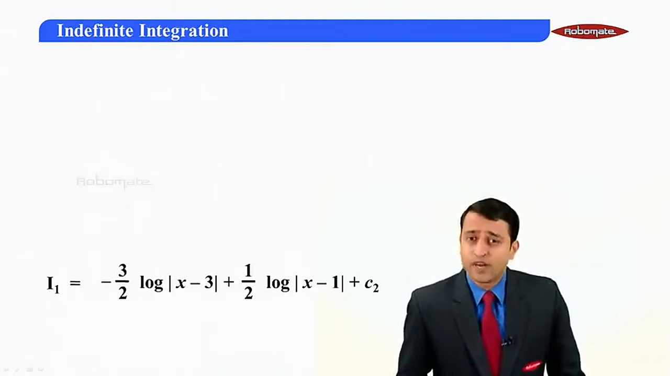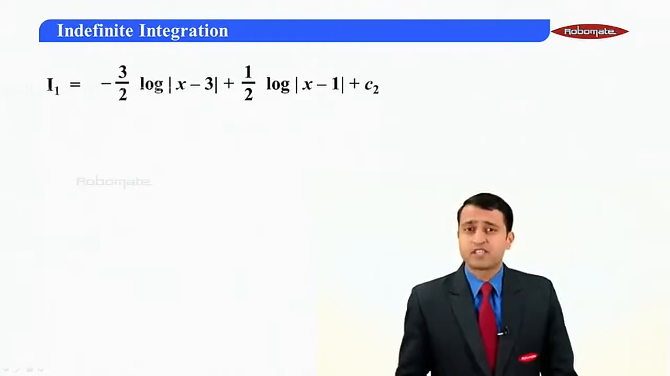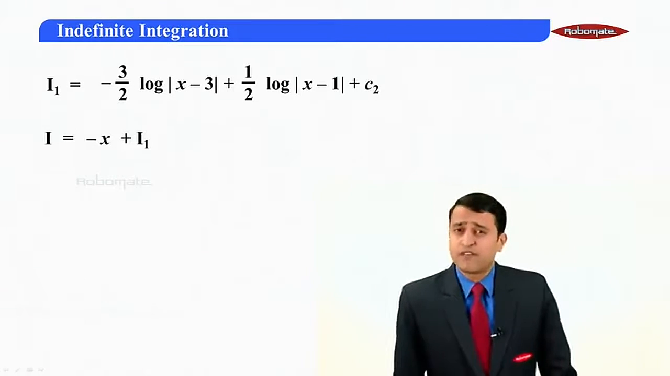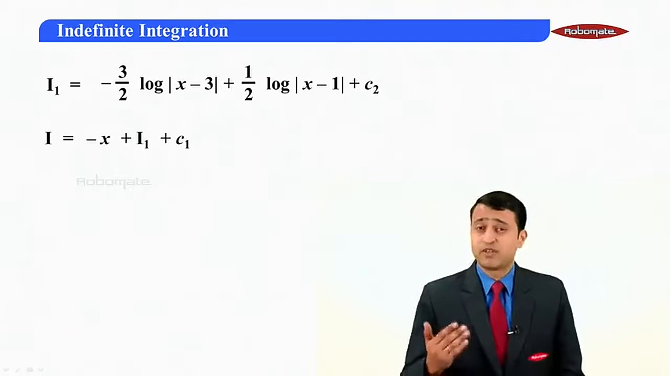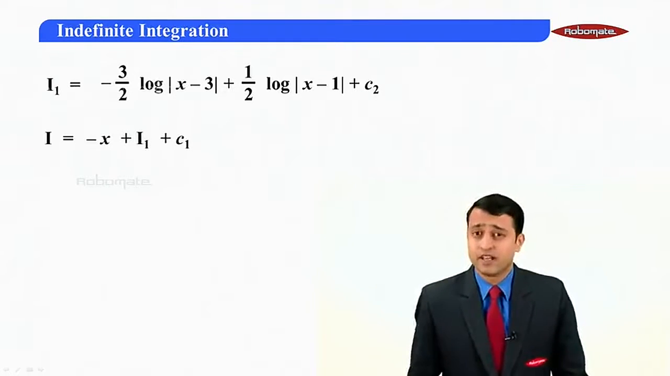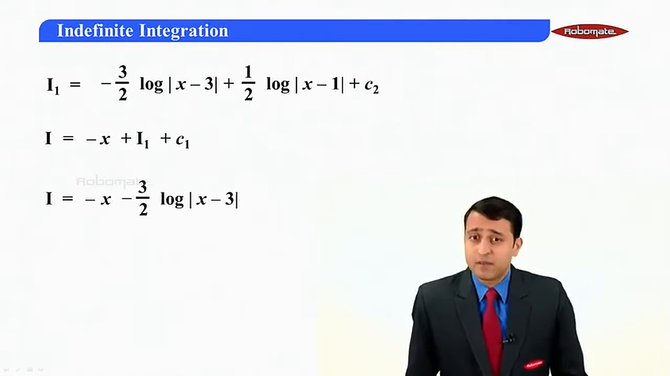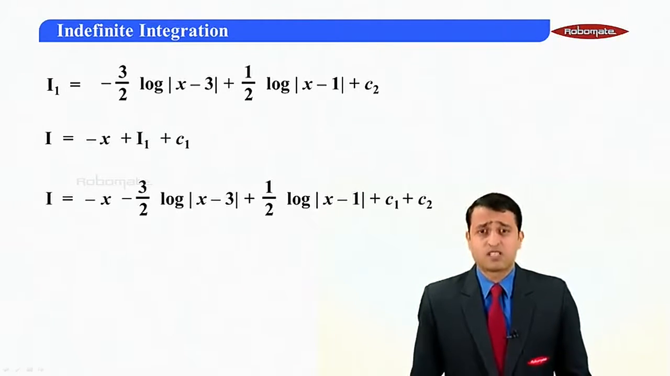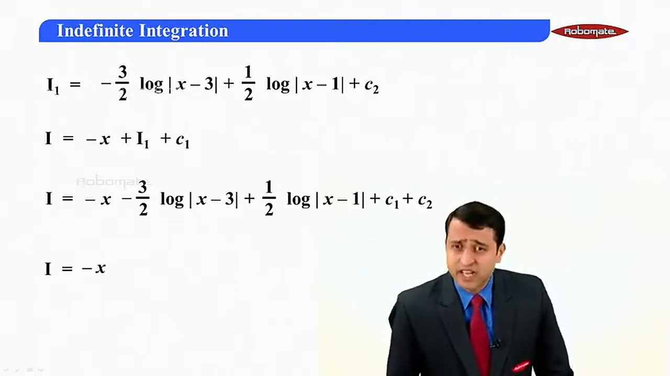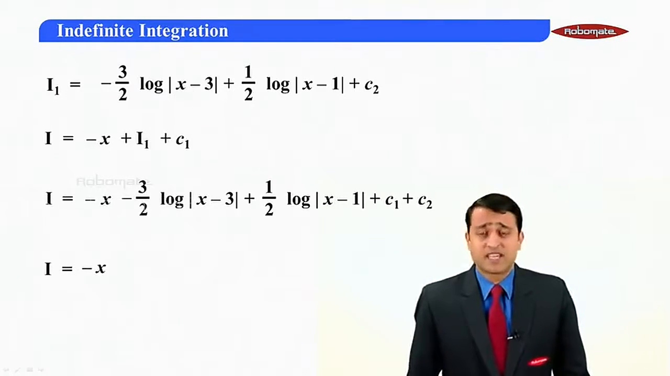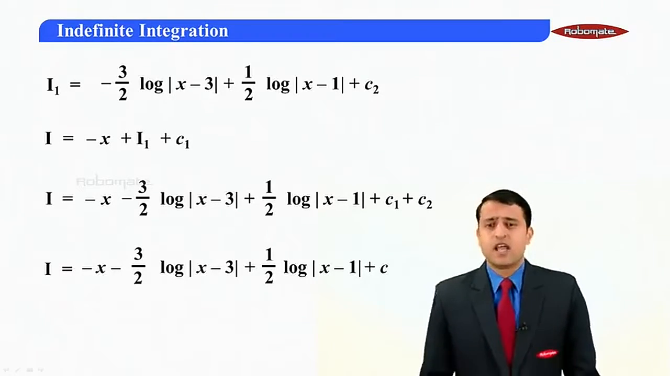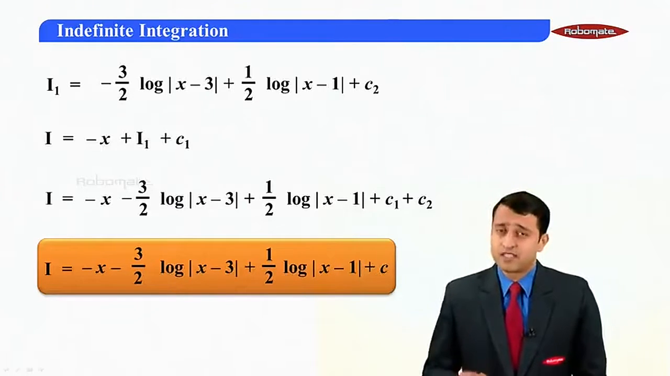Let us write that. What is I1 equal to is there for our reference. Now what was I equal to? I was equal to minus x plus I1 plus c1. So let us substitute the value of I1. We have it right in front of us there. So let us write that as minus x. Now instead of I1 I'll write minus 3 by 2 log mod of (x minus 3) plus half log mod of (x plus 1) plus c1 plus c2. So in the next step I'll just rewrite the remaining terms as it is. That's minus x minus 3 by 2 log mod of (x minus 3) plus half log mod of (x plus 1) plus c, and this is nothing but our final answer.